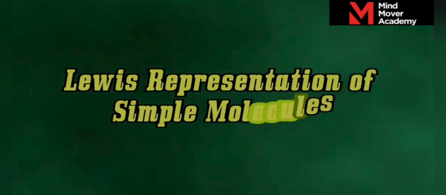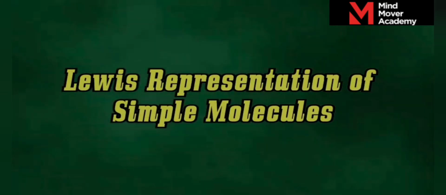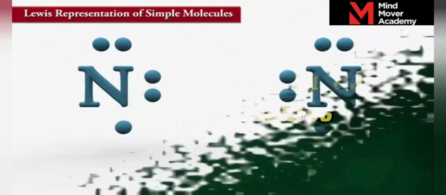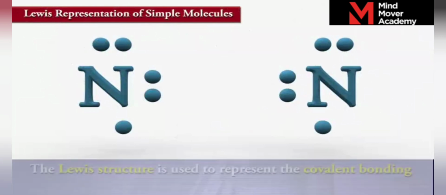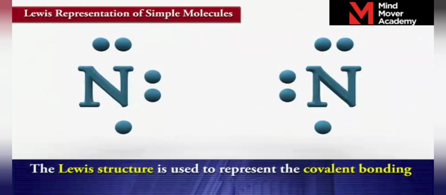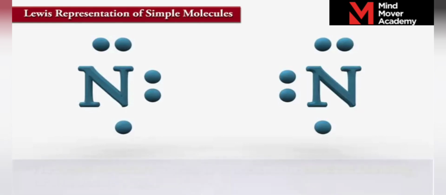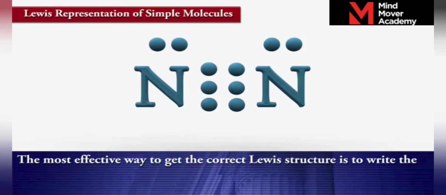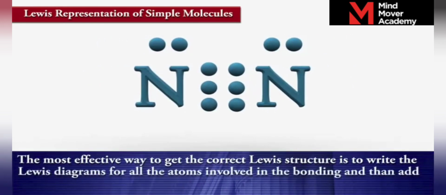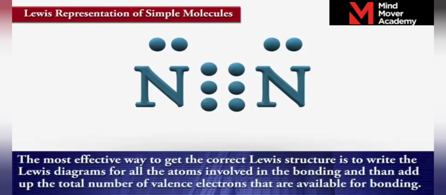Lewis representation of simple molecules. Now let us learn about the Lewis representation of simple molecules. The Lewis structure is used to represent the covalent bonding of a molecule or ion. For simple molecules, the most effective way to get the correct Lewis structure is to write the Lewis diagram for all the atoms involved in the bonding and then add up the total number of valence electrons that are available for bonding.